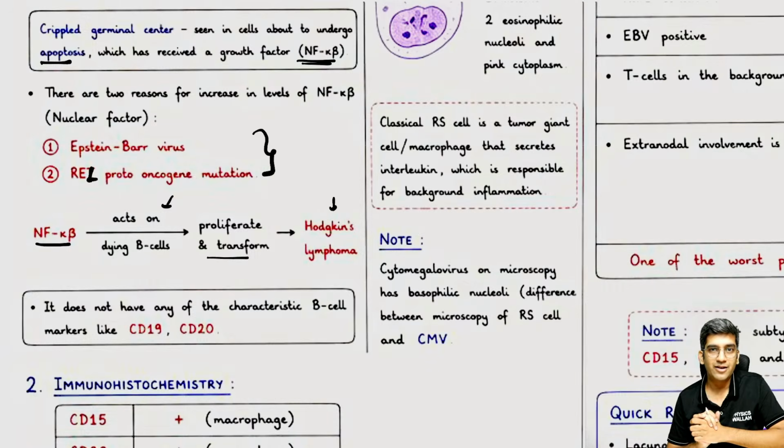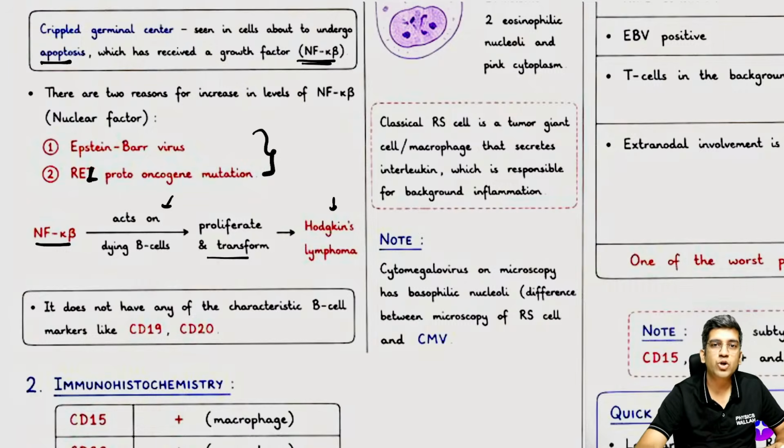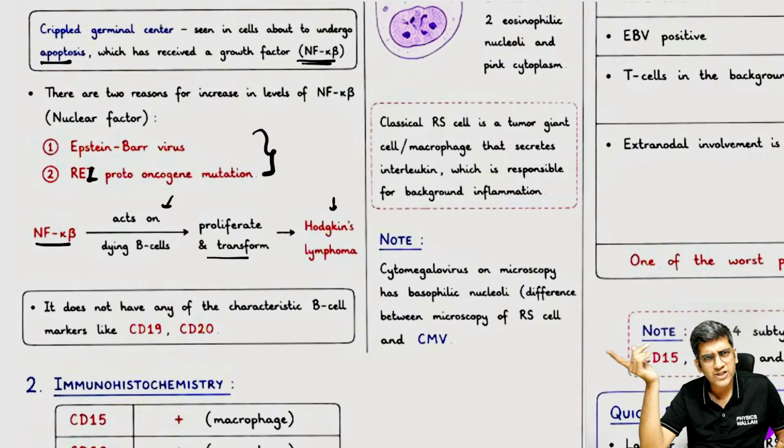Multinucleation is a characteristic feature of which cell? If I ask you, what is the origin of the Langhans giant cell, what will you tell? You will tell histiocyte, macrophage. The RS cell is a tumor giant cell which behaves like a macrophage.